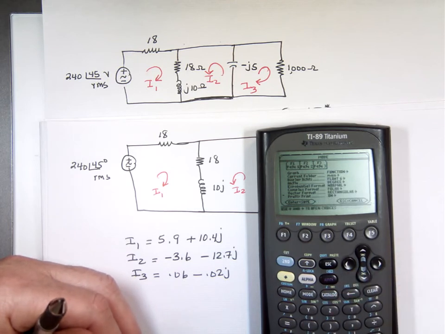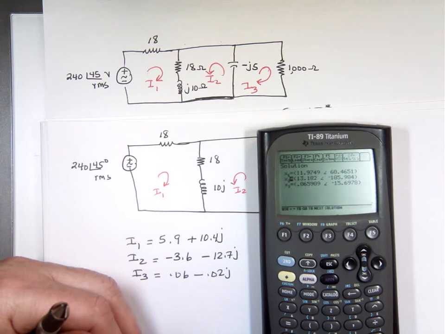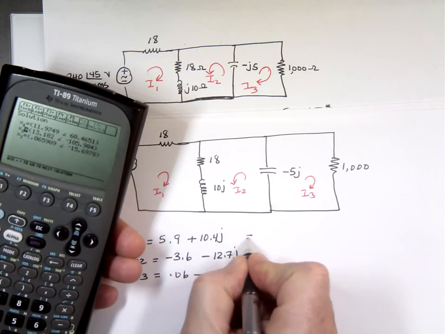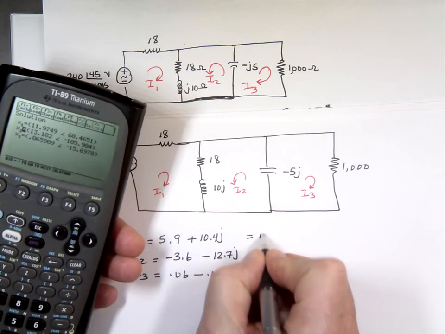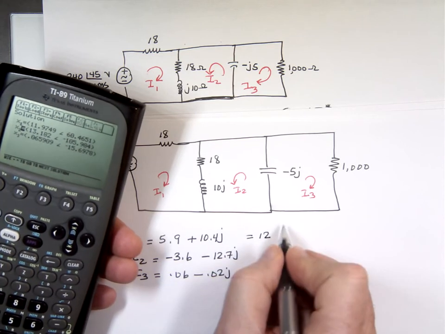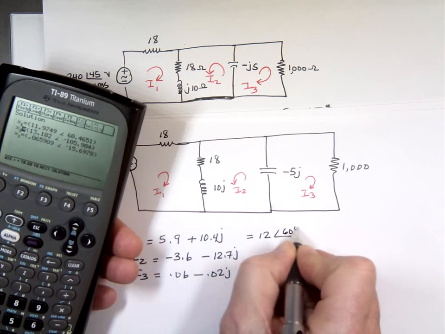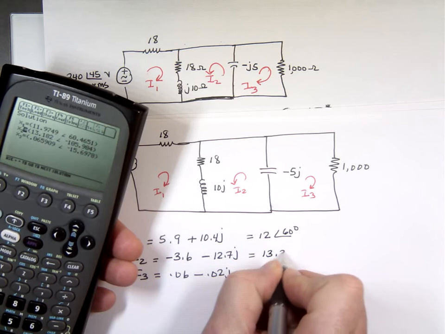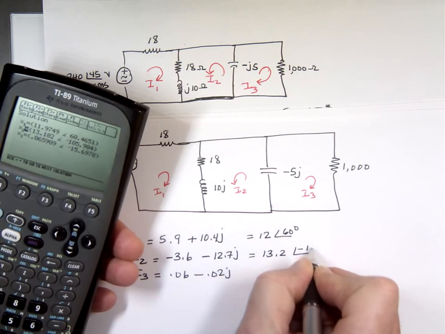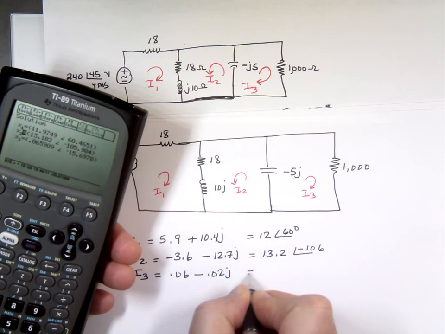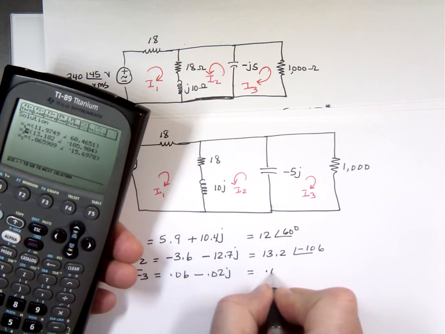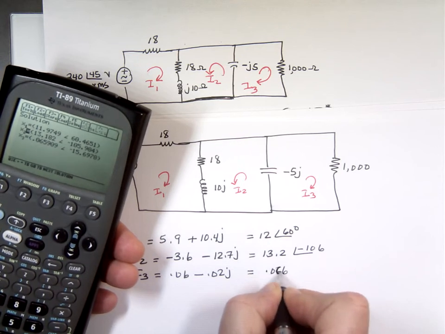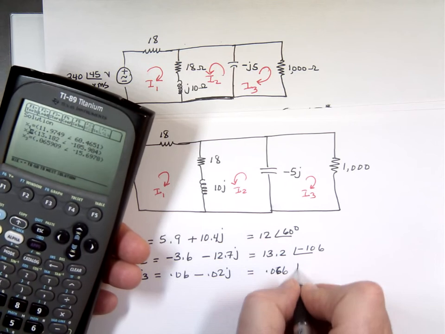I just saw the 5.9 on the select. And notice here, is that what you got? In polar mode, this is equal to 11.97, so that's roughly 12, angle roughly 60 degrees. The other one is 13.2, angle negative 106. And for this one, I got 0.066, angle negative 16 degrees.